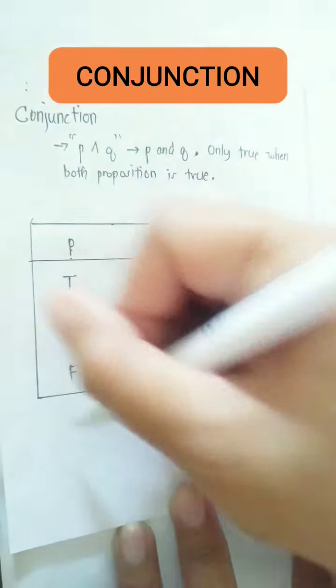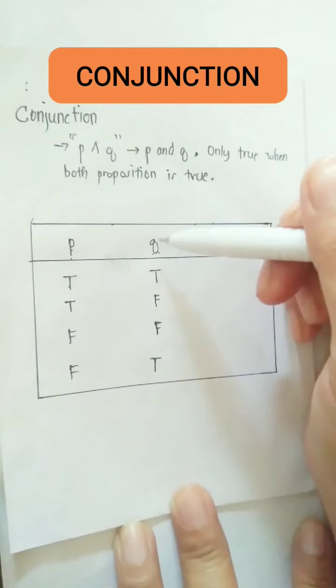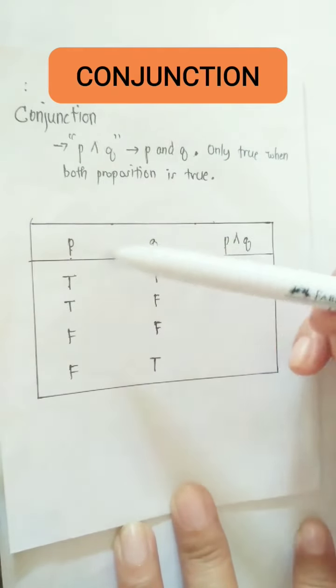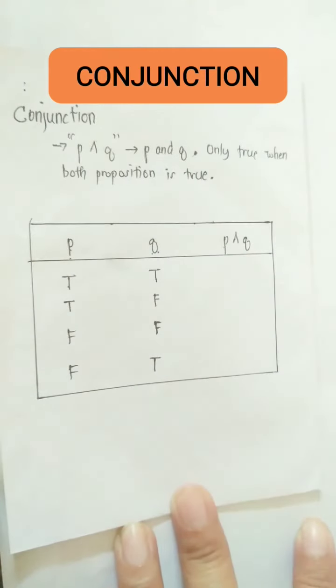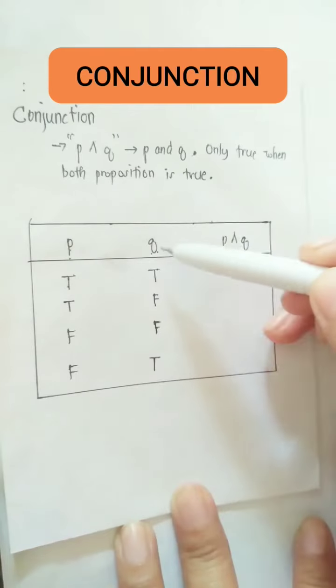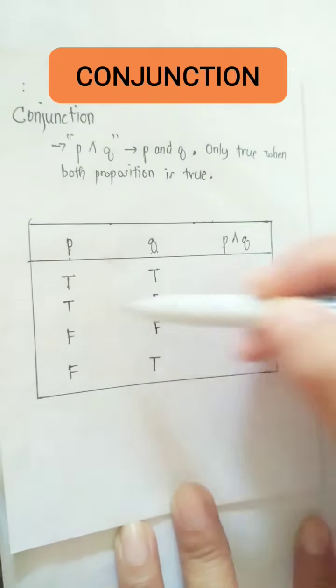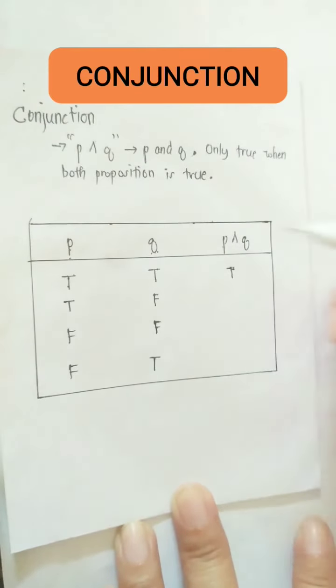So let's see this table right here. We have the propositions P and Q, and we have to find P and Q. Under proposition P, we have true, and under proposition Q, we have also true. So both of these are true, so we're going to write true.